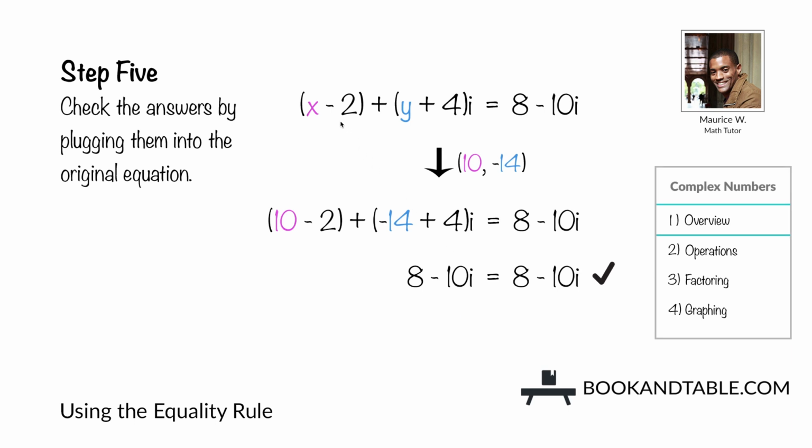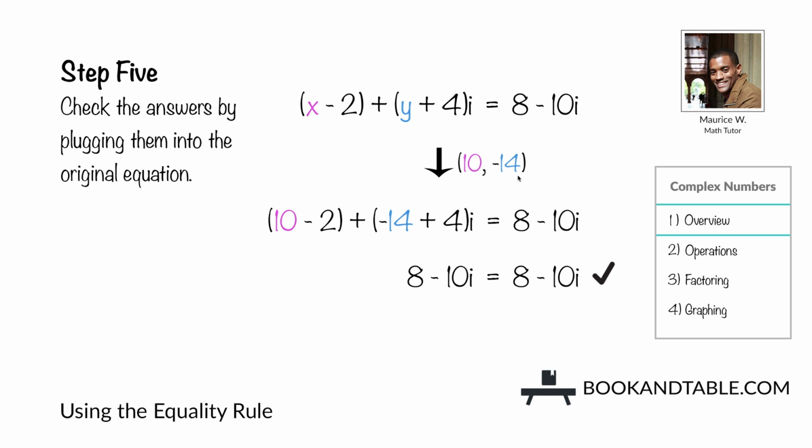x minus 2 plus y plus 4i is equal to 8 minus 10i. So we plug in x is equal to 10 here, and we plug in y is equal to negative 14 here, and that gives us 10 minus 2, which would be 8. So the real number on the left side is equal to the real number on the right side, so that checks out. So x is equal to 10.